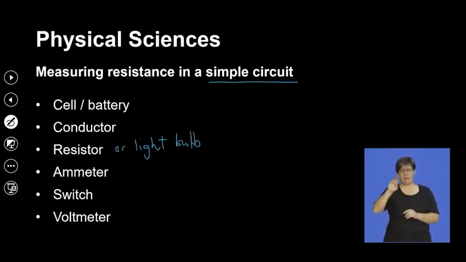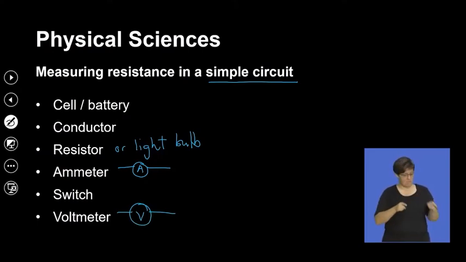And then we need an ammeter. We know an ammeter is used to measure current passing through a point per unit time. We also need the switch to complete or break the circuit. We also know that a voltmeter measures potential difference between 2 points in a circuit, right?